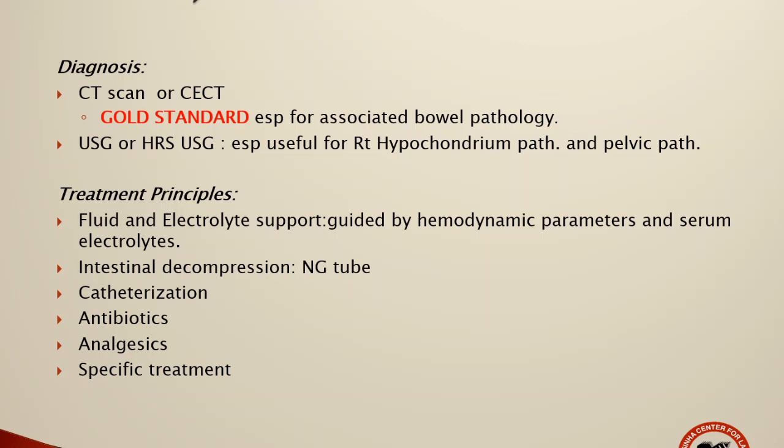And then of course, apart from sustaining the hemodynamics of the patient with the electrolyte and fluid, you should always decompress the bowel. You have to decompress the bowel. Why? Because of the paralytic ileus, the bowel is distended. So go in for a nasogastric tube decompression. Catheterize the patient. You have to have a correct measurement of the urine output hourly.